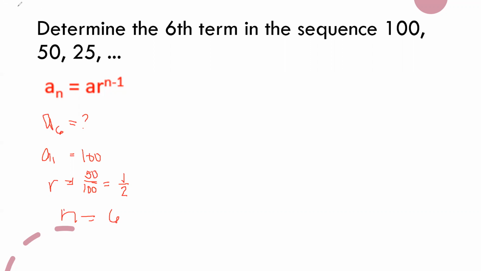So, let's continue. So, this is a sub 6 is equals to, what is a sub 1? That's 100. 100 times 1/2 raised to 6 minus 1. So that will still be 100 times 1/2 raised to 6 minus 1, that's 5. Okay. Ngayon, paano po natin to isosolve?